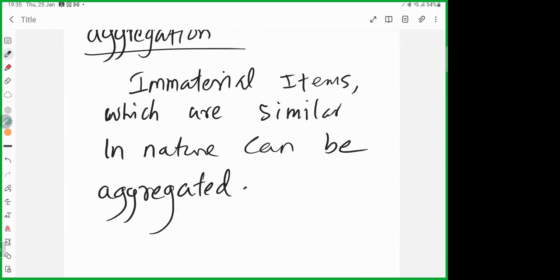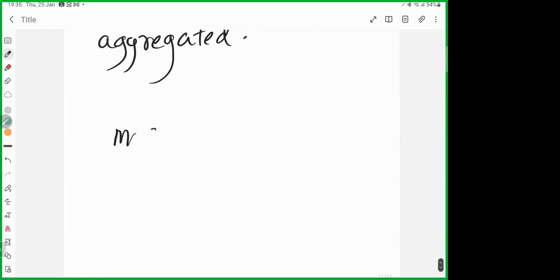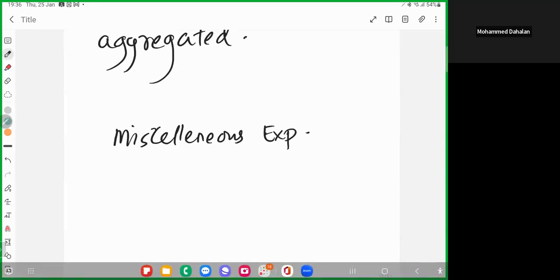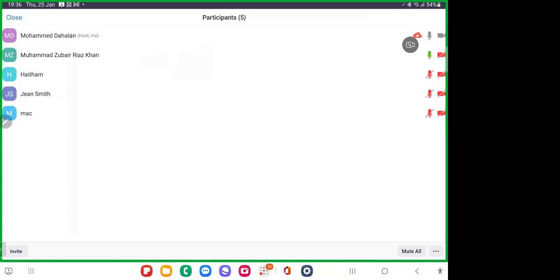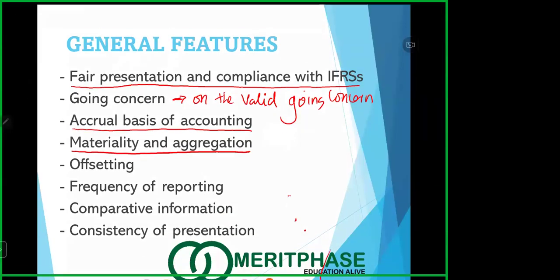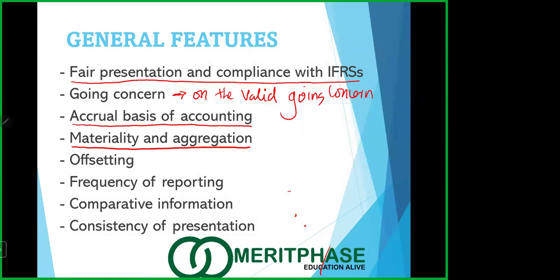Now, let's say for example, it's the miscellaneous expense. What we do is in our income statement, under administration expense, you will find one line item called miscellaneous expense. But then every single bit and piece of expense, you will drop under this. So that is exactly what this is saying. When you identify things are material, you have to separately disclose it. But if the items are immaterial and similar in nature, you can aggregate.